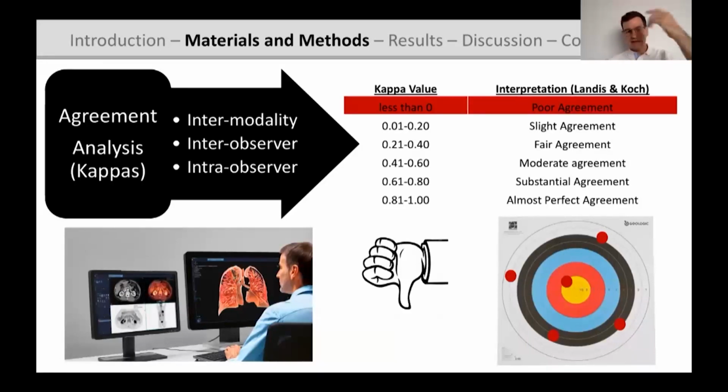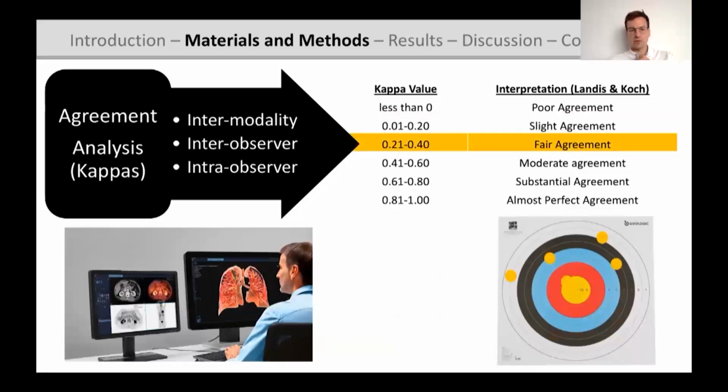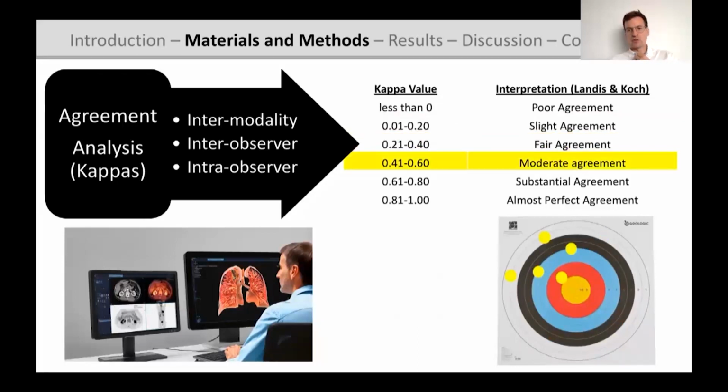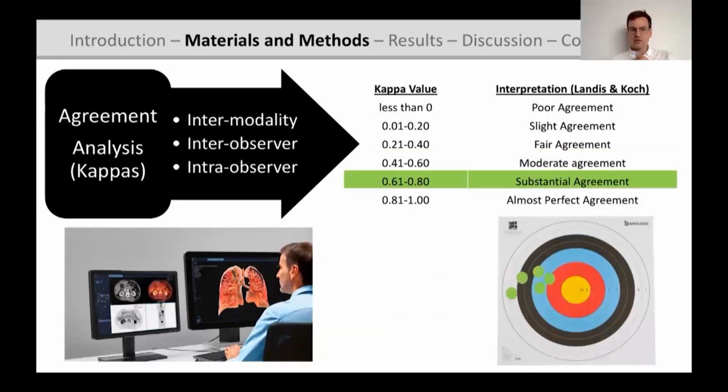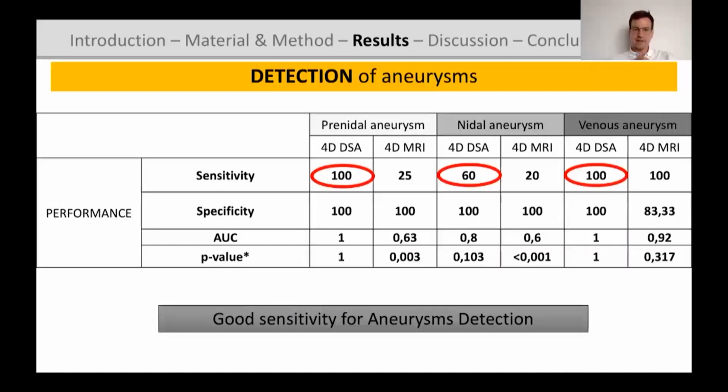And for the three items, we will use the kappa values using the Landis and Koch scale, with a poor agreement less than 0, slight agreement 0 to 0.2, fair agreement 0.2 to 0.4, moderate agreement 0.4 to 0.6, substantial agreement 0.6 to 0.8, and almost perfect agreement 0.8 to 1.